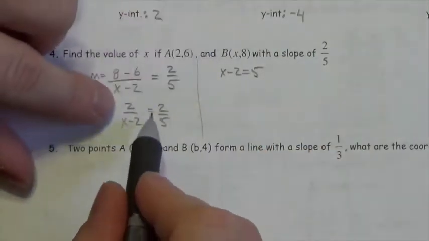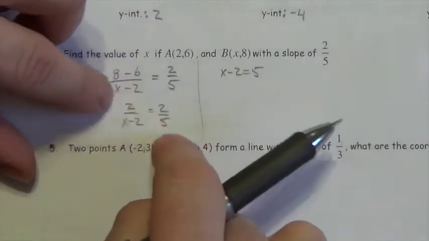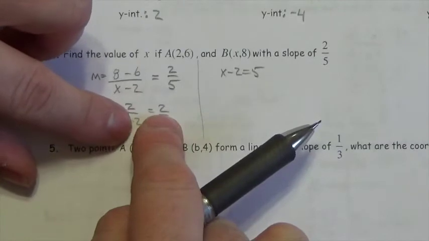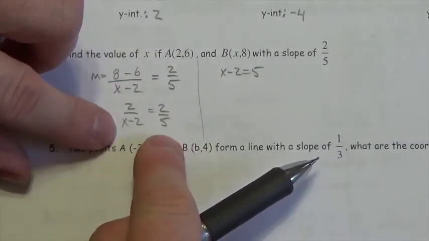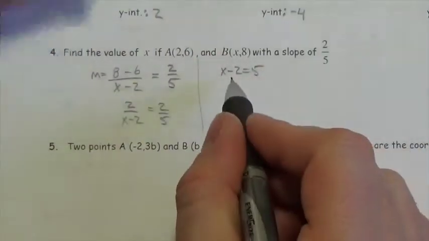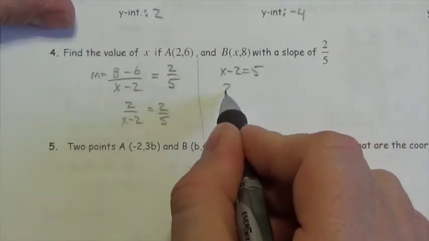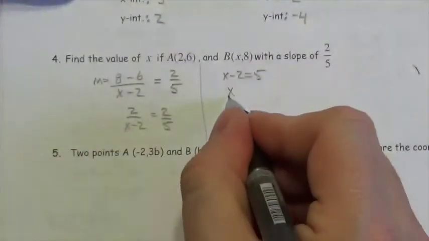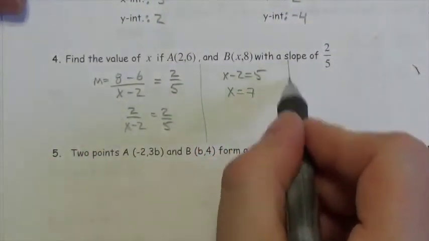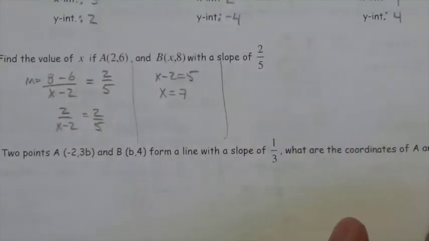Okay, that's the only way. If the numerators are equal, and I can see that the numerators are equal, I'm being told that the fractions are equal, that forces the denominators to be equal. In which case I can add 2 to both sides to get that x is equal to 7. That's one way of doing this.